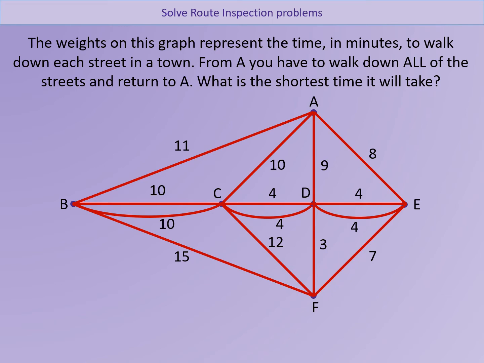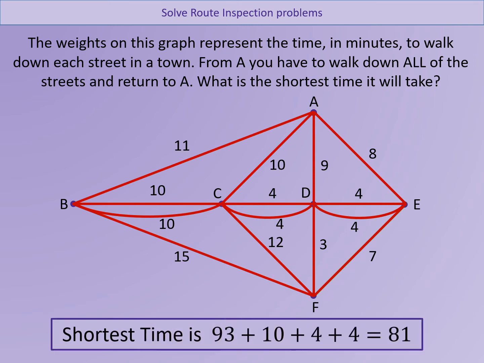So the solution to this problem is the total sum of all of the weights, which is 93, plus the additional 3 edges that were repeated. So the total time is 81 minutes.